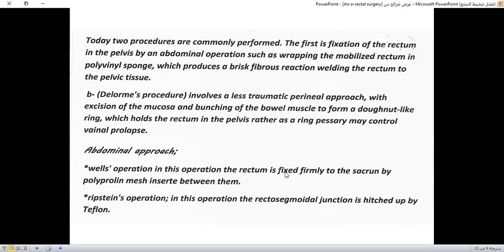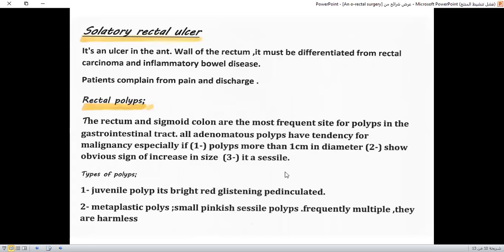Then we have rectal prolapse: there is treatment of partial and treatment of complete prolapse, treatment of prolapse in children and treatment in adults. We have the perineal approach, and we have operations for the abdominal approach.